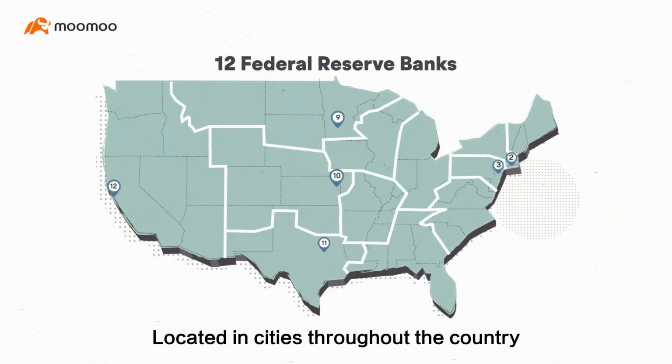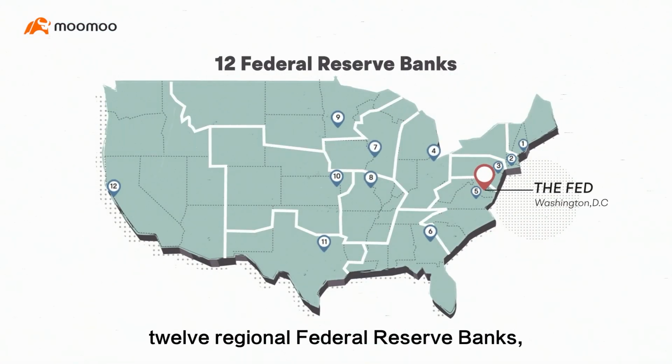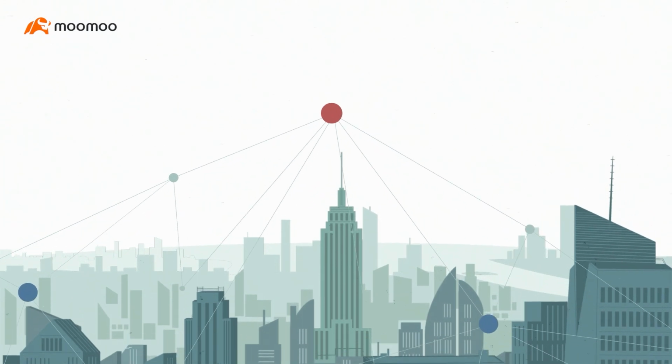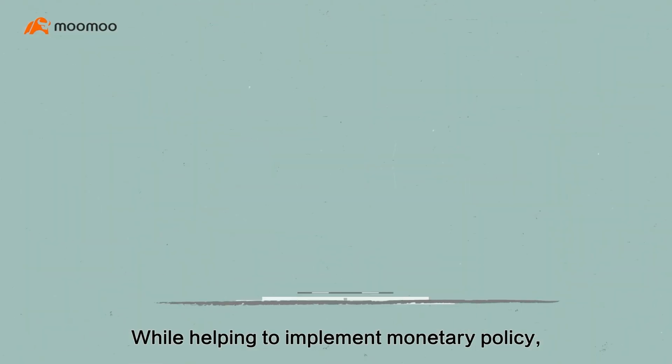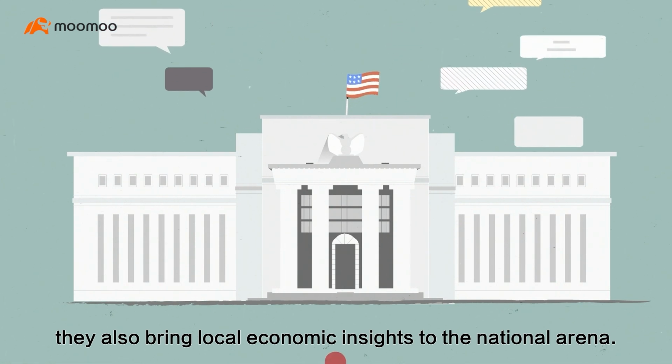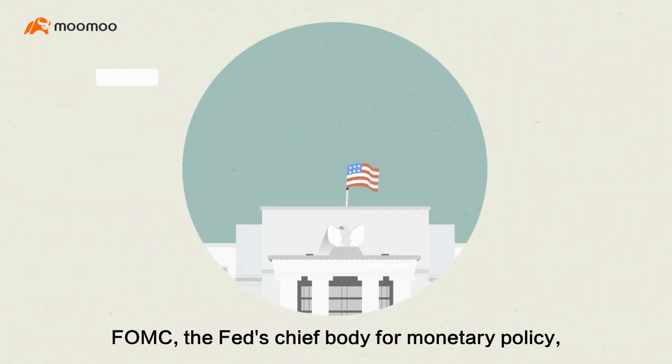Located in cities throughout the country, 12 regional Federal Reserve banks act as a bridge between the center and the regions. While helping to implement monetary policy, they also bring local economic insights to the national arena.